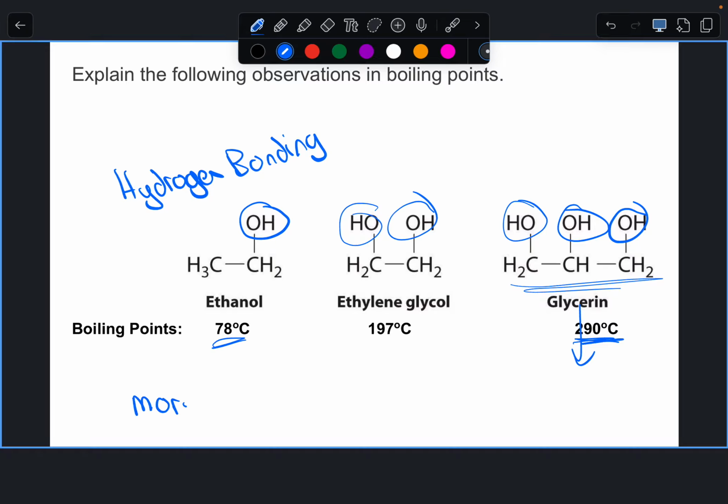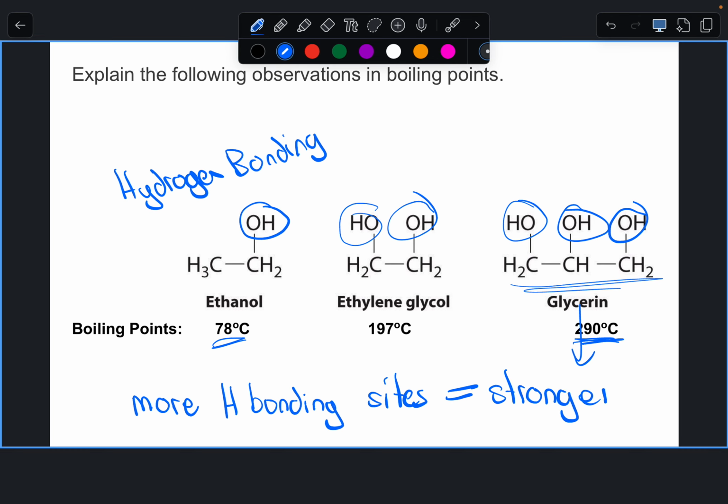So I call those sites, more places where another molecule could come in and interact with it. So more H bonding sites is going to increase the strength of those forces. Remember, I'm just observing that because I see the higher boiling point. When I see the higher boiling point, I know that there are stronger intermolecular forces.